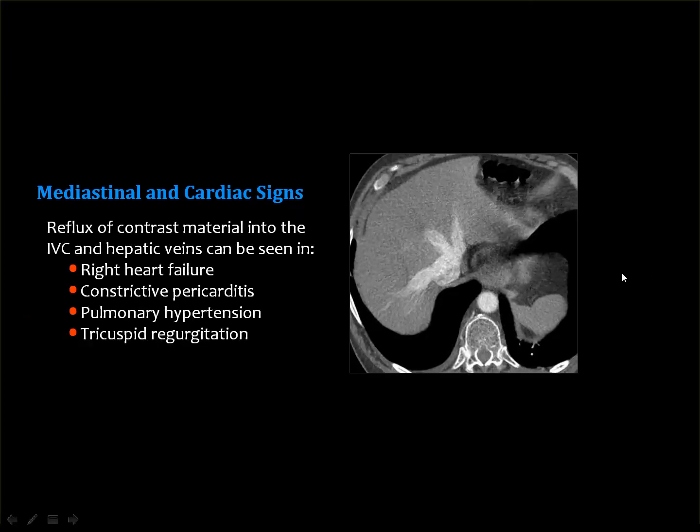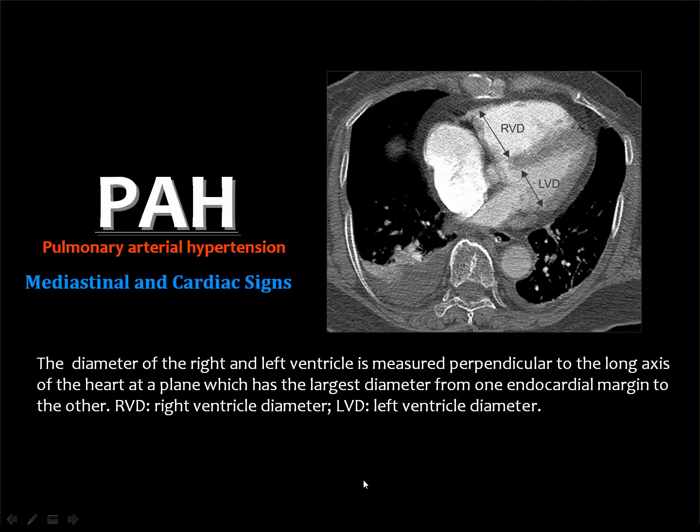And this will result in simultaneous opacification of the inferior vena cava as well as the hepatic veins in the same arterial phase together, similar to the aorta. This reflux opacification of the hepatic veins can be seen in right-sided heart failure, constrictive pericarditis, pulmonary arterial hypertension, and tricuspid regurgitation, and this is known as passive hepatic congestion.